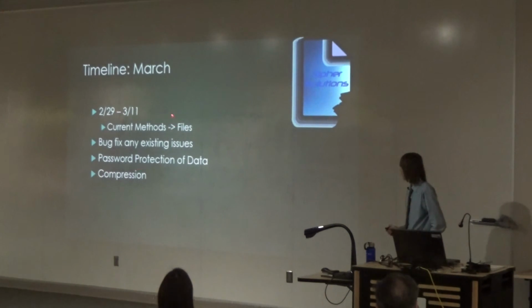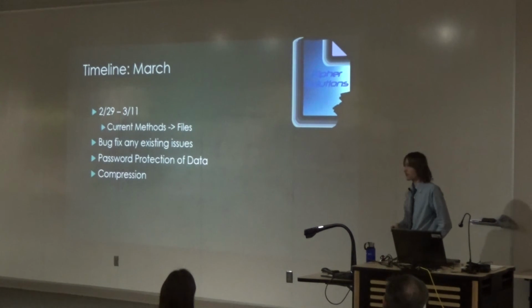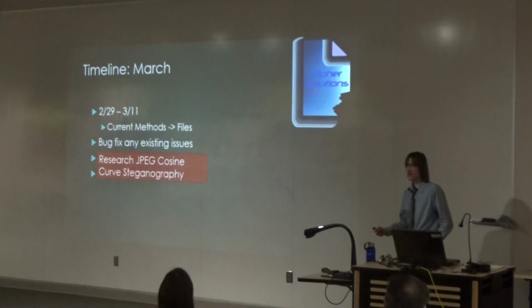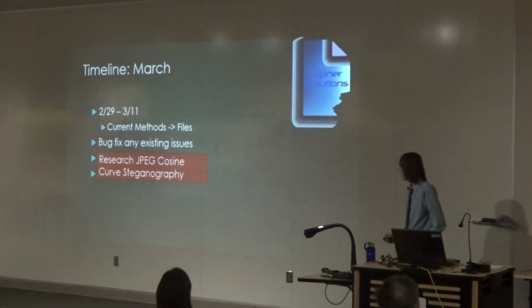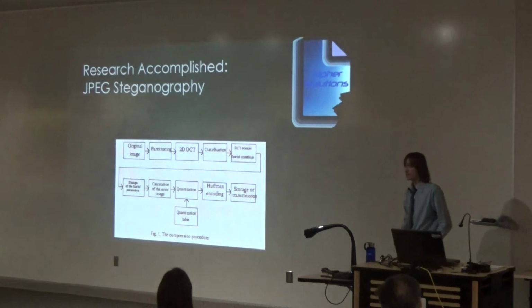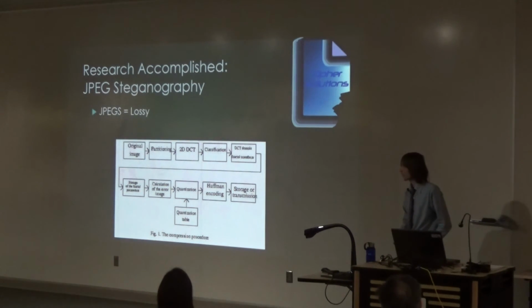And then, once again, this is really just finishing up implementing the current methods to files, which took me quite a while because there were bugs there. Then I wanted to password protect my data, but I figured, well, that's really just simply using the cipher to decrypt my data. And then I looked into researching JPEG cosine curve steganography, which I was looking at earlier, which was that master project. And let's talk about that, because I know quite a bit about that.